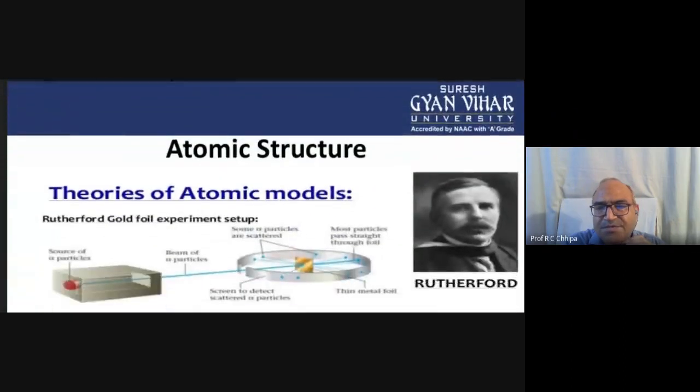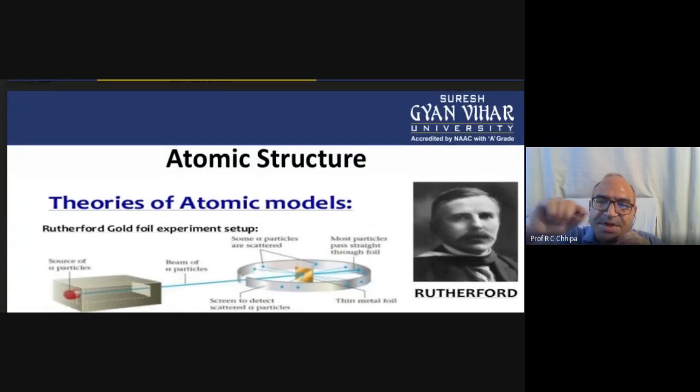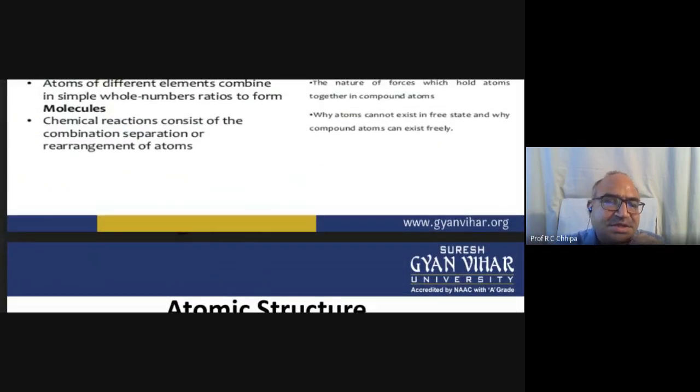Suppose we look at the electrolysis of water, then we get H positive and OH negative, and the hydrogen cation can react with others. A chemical reaction consists of the combination, separation or rearrangement of atoms. For example, HCl, hydrochloric acid, reacts with sodium hydroxide. So there will be a chemical reaction, combination, separation or rearrangement, and NaCl and water are formed from NaOH and HCl.